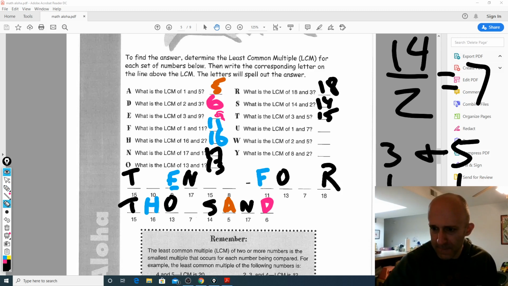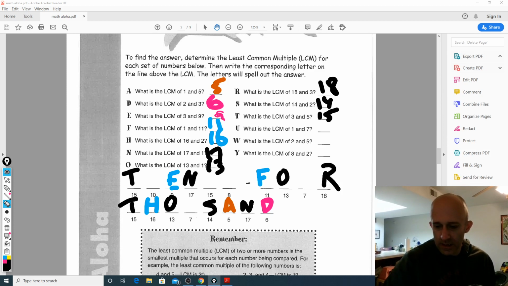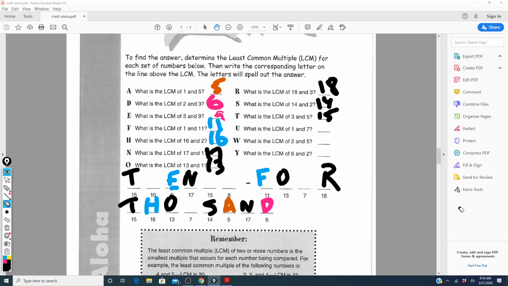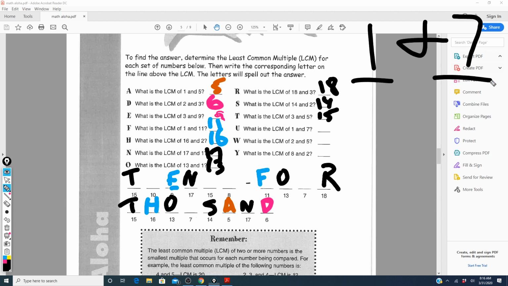So let's get rid of some of this and try to finish this up. So least common multiple, I'm repeating myself, of 1 and 7. How many times can 1 go into 7 evenly? The answer is yes. So your least common multiple of 1 and 7 is 7. Okay.